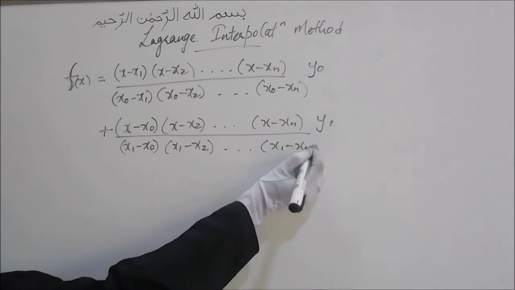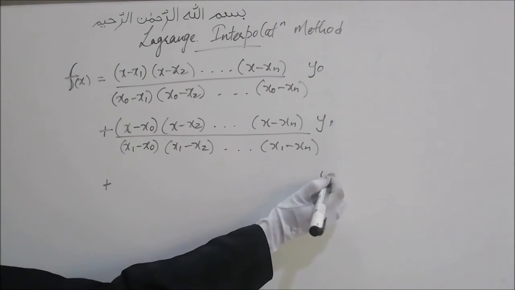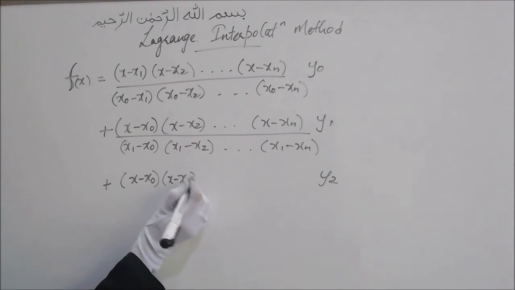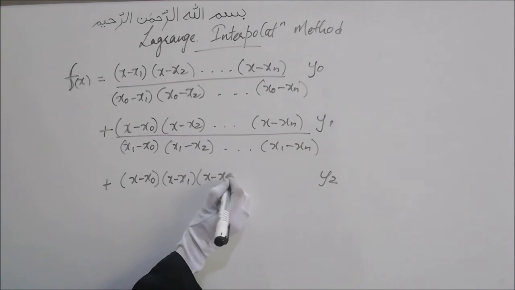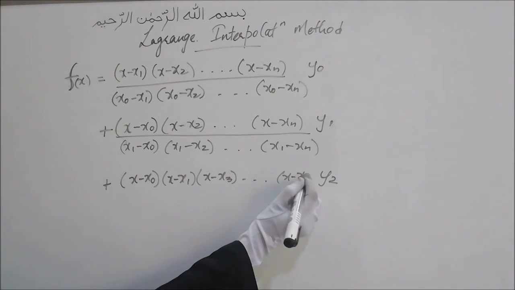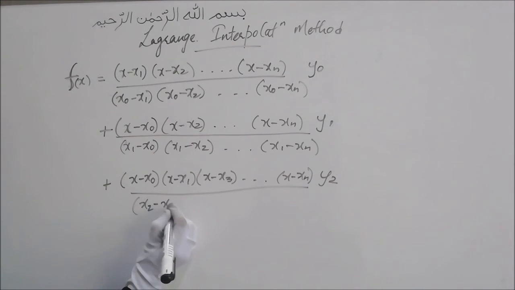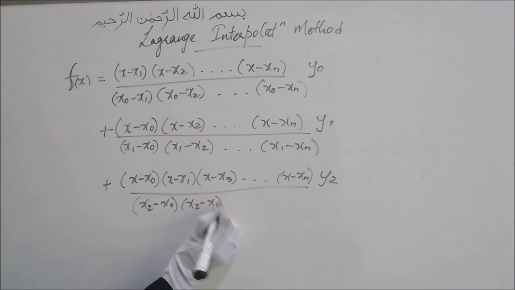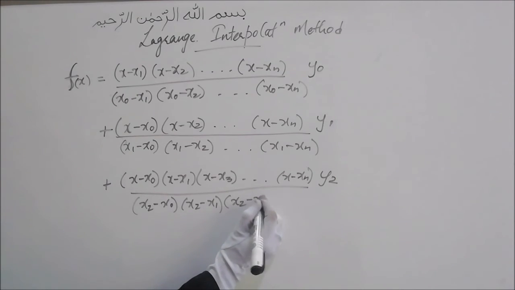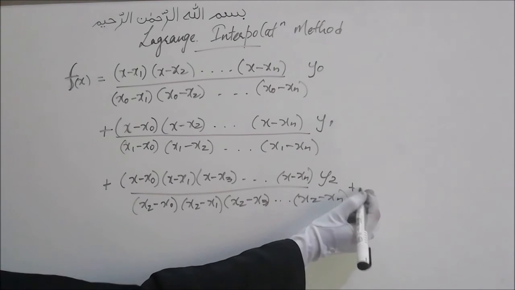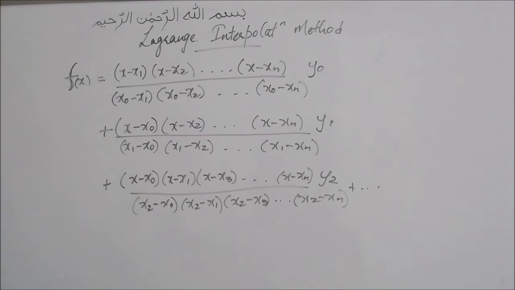Now let's look into one more term, plus let's say we are having y2 here. We'll have x minus x0, x minus x1, we already have y2, so we'll jump directly to x minus x3 up to x minus xn into y2, divided by, since it is y2, x2 minus x0, x2 minus x1, x2 minus x2 we will not take, we'll take x2 minus x3 up to x2 minus xn, and this can go on up to the yn term. So this is the formula for the Lagrange interpolation method.